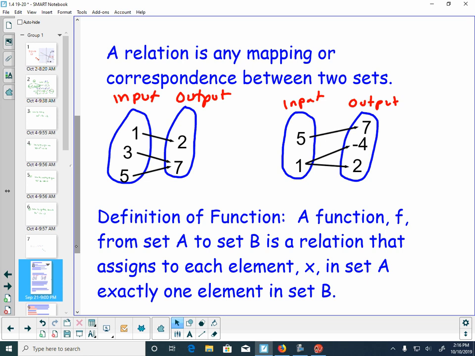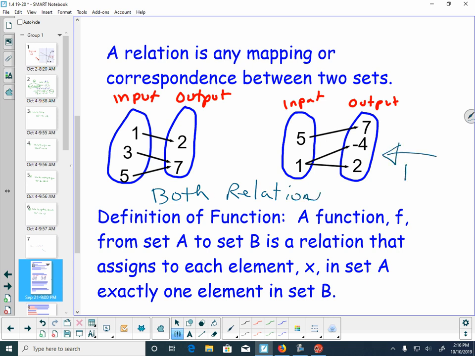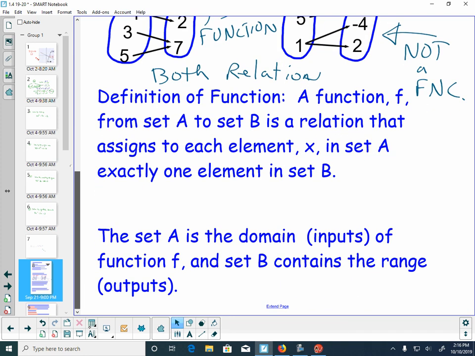We can't have one number in the input going to two different numbers in the output. So these are both relations, they're both good relations, but this one is not a function. This one is, yes, a function, because here 1 goes to 2 and only goes to 2. 3 goes to 7, 3 doesn't go anywhere else, it only goes to 7. And 5 goes to 7, 5 only goes to 7, it goes nowhere else. It's okay if two of my inputs go to the same output, but I can't have one input going to two different outputs. Are we okay with this? That's the nitty-gritty of what a function is.